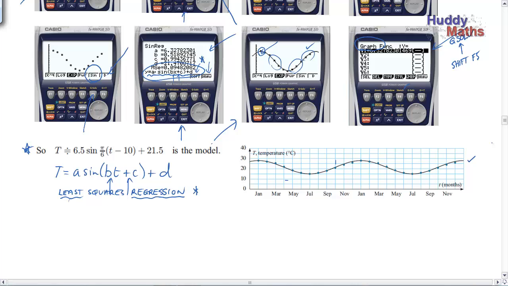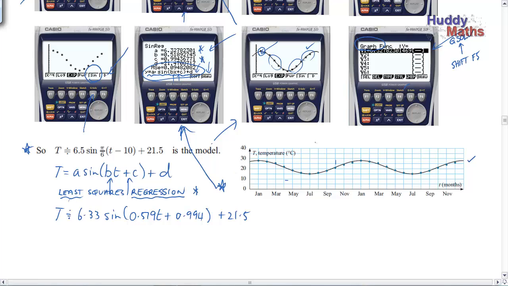Let's have a look at the model coming off the calculator. T equals. Okay, so come up here. A is up here 6.33 approximately. So we put here approximately, as the book has done, sine, and then bt is 0.519t plus 0.994. Strange figures here, plus 21.5. Those are the figures on this window up here.